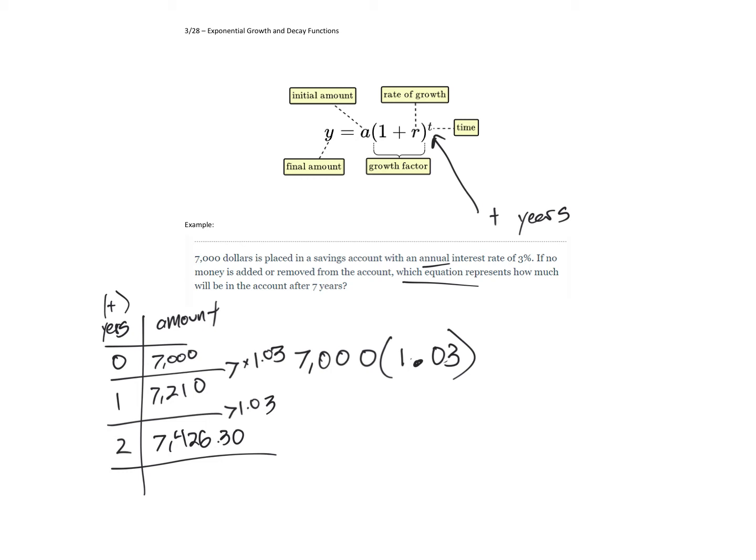So don't just copy everything down. Just try to understand the idea. You're just multiplying 1.03 at the end of every year to the amount you have. So every year is going to keep increasing. Just keep on increasing by 3%.